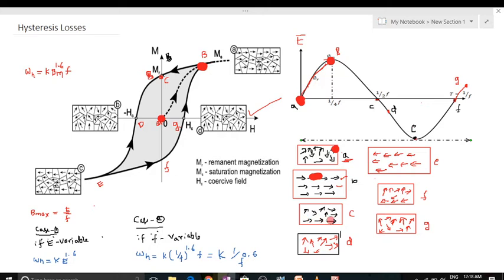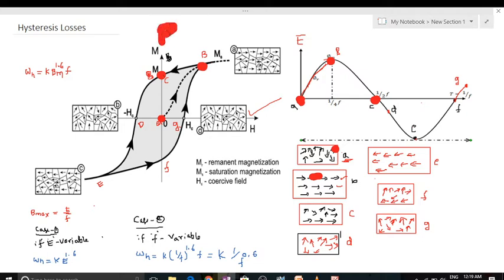So these domains are aligned in some direction, nothing but at point C, some domains are in the same direction. Some direction is nothing but definitely it is having some magnetic field. Here the external field is zero. In the same way, look at point C on the BH curve. At the origin, H is 0, B exists.